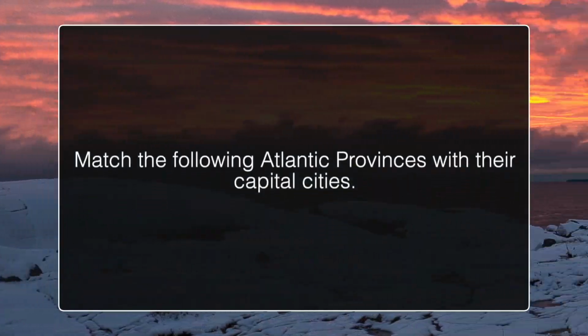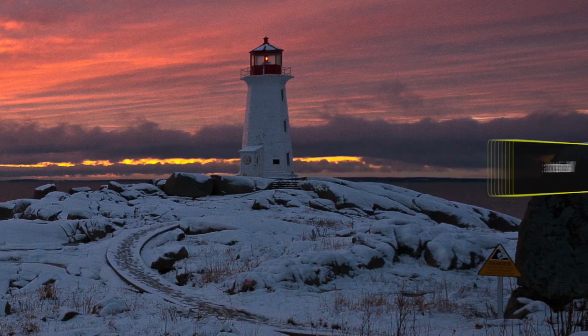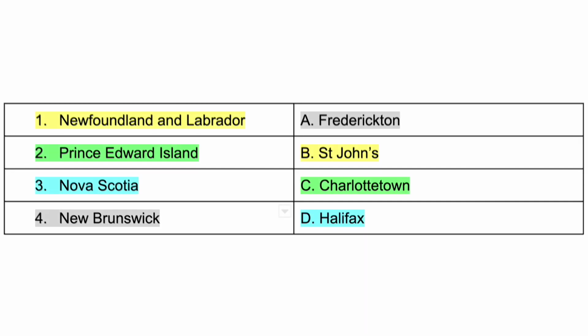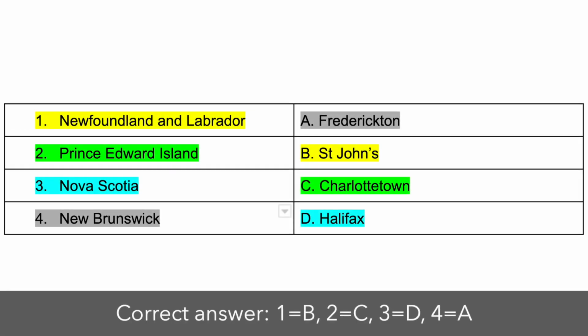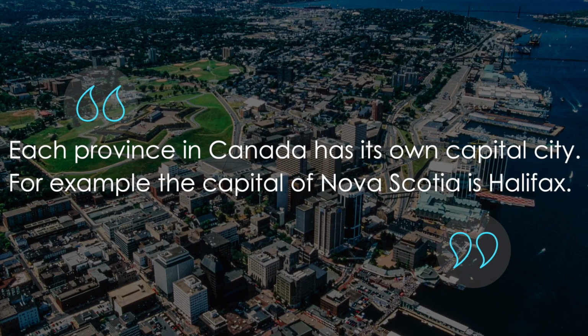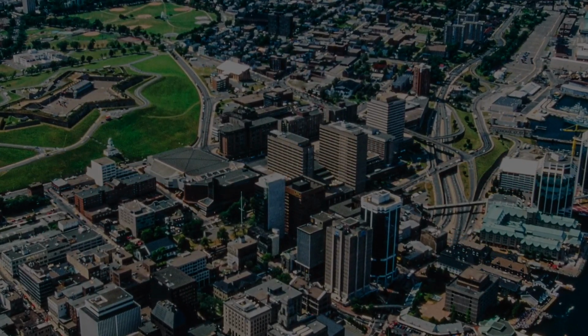Match the following Atlantic provinces with their capital cities. The answer is: each province in Canada has its own capital city. For example, the capital of Nova Scotia is Halifax.